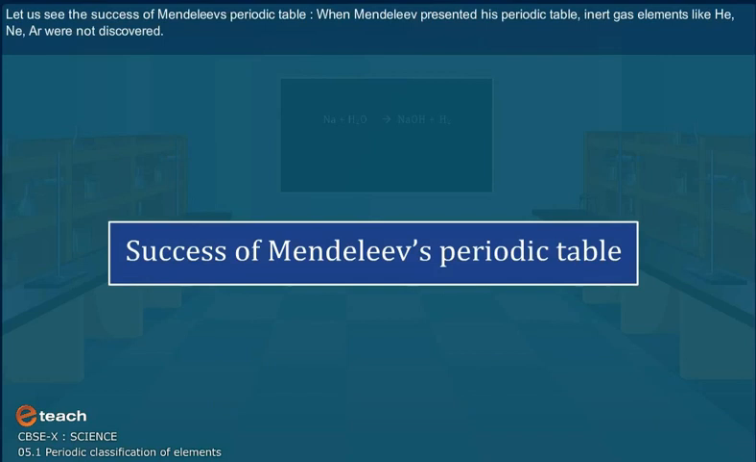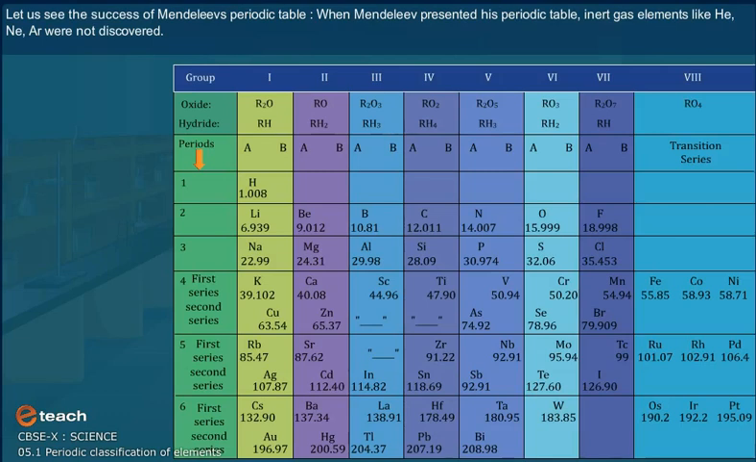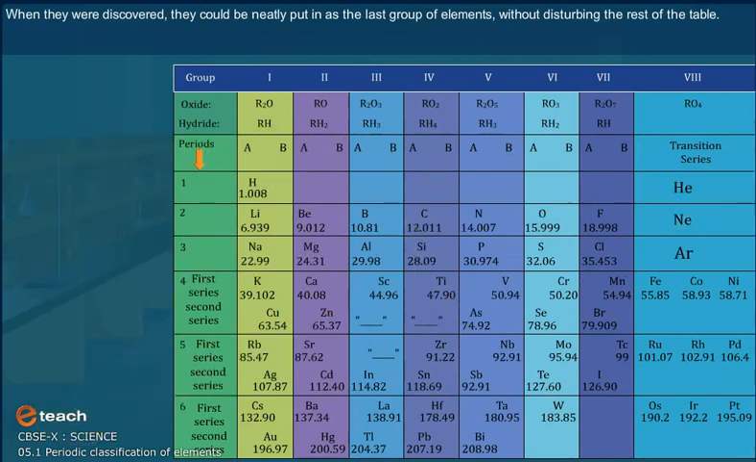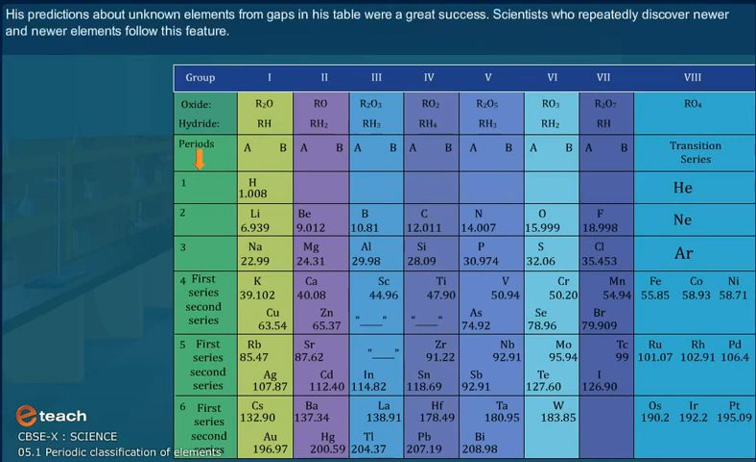Let us see the success of Mendeleev's periodic table. When Mendeleev presented his periodic table, inert gas elements like helium, neon, and argon were not discovered. When they were discovered, they could be neatly put in as the last group of elements without disturbing the rest of the table. His predictions about unknown elements from gaps in his table were a great success. Scientists who repeatedly discover newer and newer elements follow this feature.